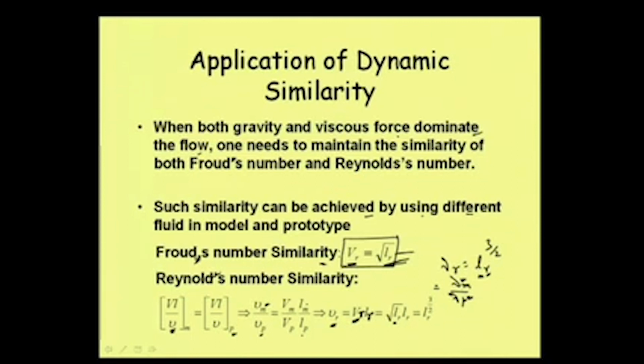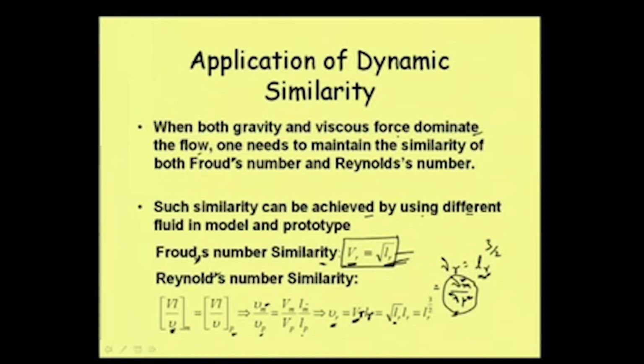So, sometimes we can take two fluids that we decide to use in the model and the prototype. Then we can find out what the ratio of the kinematic viscosity will be. Once we get this ratio, we can size our model, because the length ratio we can get if this ratio is fixed for two different fluids. From that we can find out what our length ratio in the model and prototype should be.